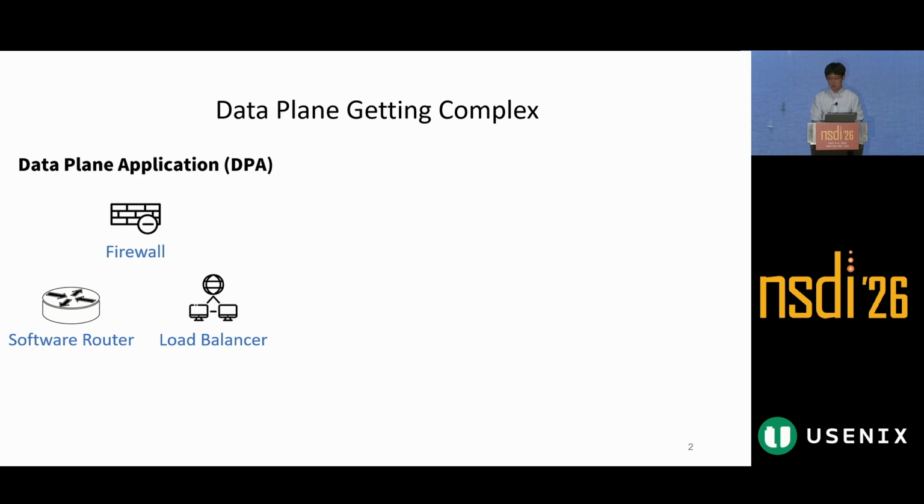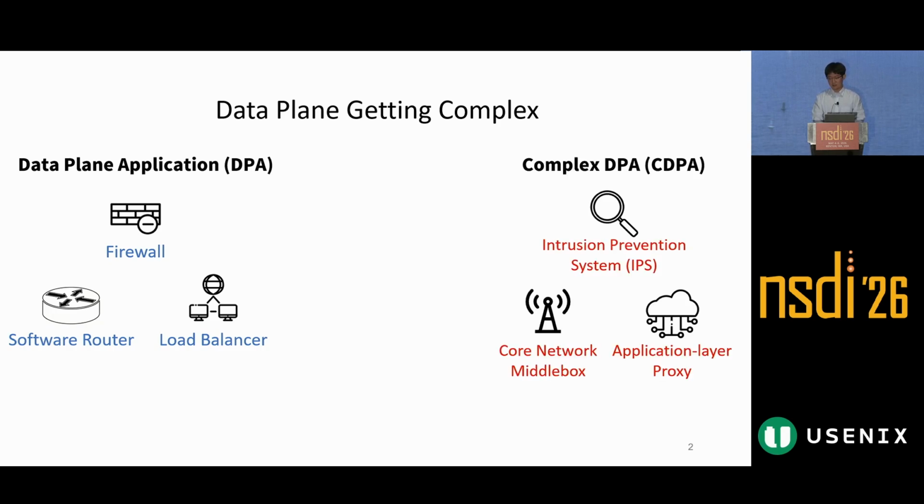or DPAs we call them, like firewalls, software routers, and load balancers. And as recent networks are getting more and more complex, data plane applications, or we call CDPAs, have emerged to meet the needs. For example, various traffic patterns require careful intrusion detection and prevention. Proxies often read application-level features to better distribute the traffic, and middle boxes in core networks need fine-grained control to ensure the QoS.